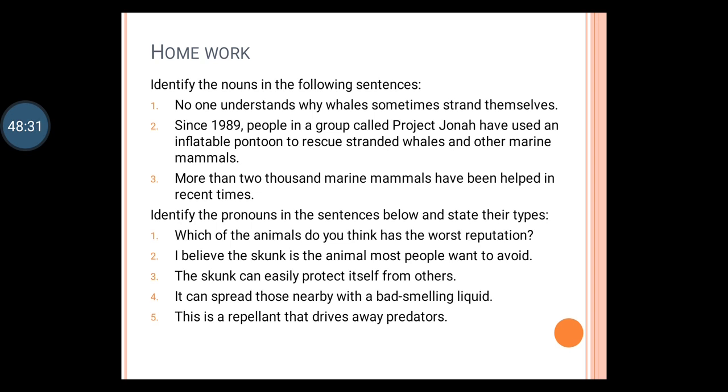Also remember that I said at the beginning of this class that you should write in one paragraph what you know about the coronavirus. Just tell me what you know about the coronavirus. Just in one paragraph. I don't want something lengthy. Just tell me briefly, what do you know about the coronavirus? That's the first assignment. And then the next one is these ones I have written here, identifying the nouns and the pronouns. And then you state the types of pronouns.